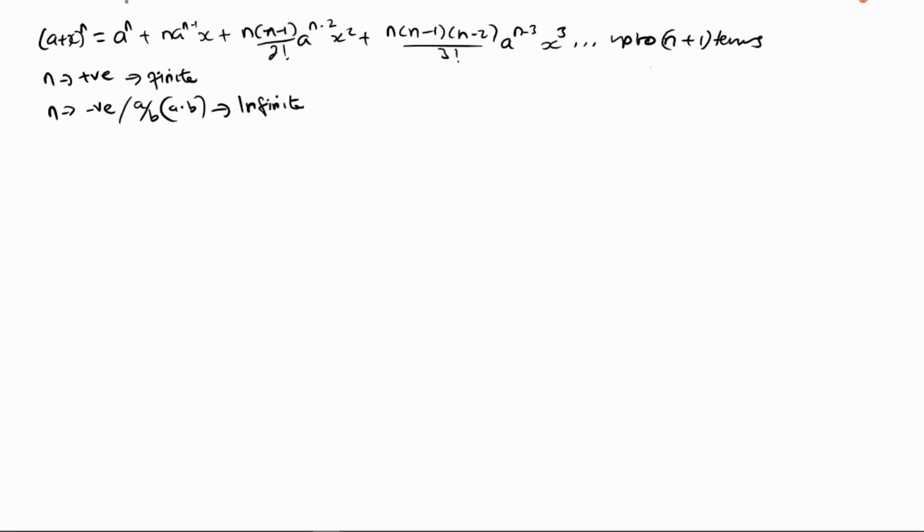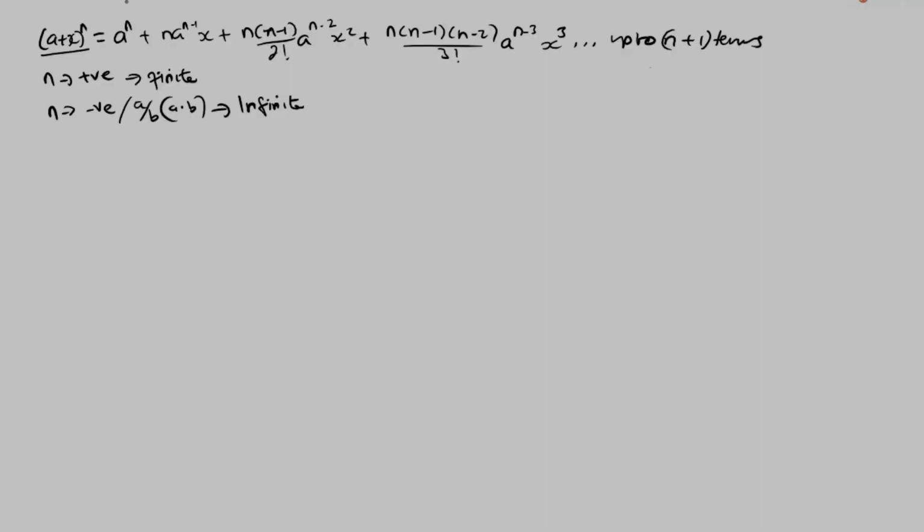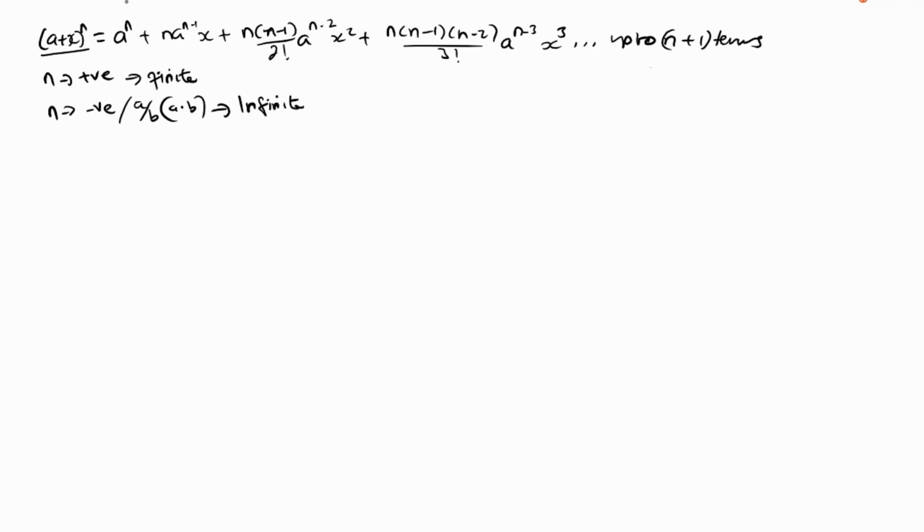In the general expansion of the expression here, it is seen that the fourth term is n into n minus 1, n minus 2 divided by factorial 3, and that is a power n minus 3 x power 3. The number 3, as you can see here, is very evident in this expression.